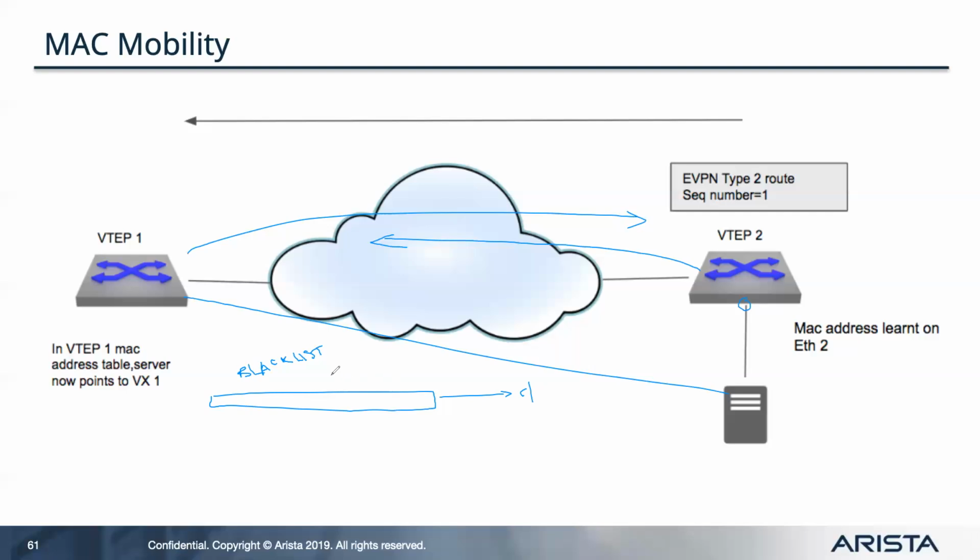We have seen a lot of cases where the customer is facing intermittent traffic issues or flooding of traffic. Because the MAC is not learned, whatever traffic is destined for that MAC will be flooded. So in that case, we can check whether that MAC is blacklisted. That is how we can prevent this.